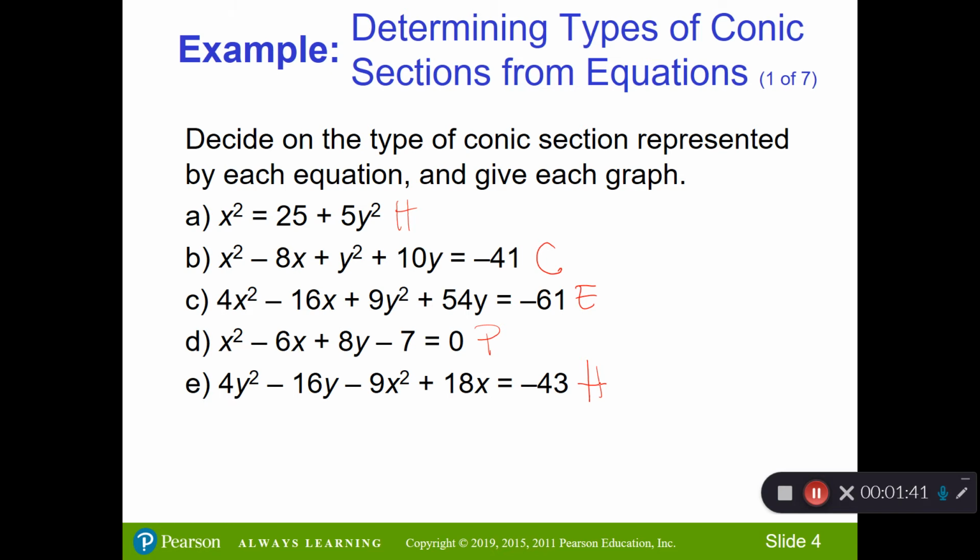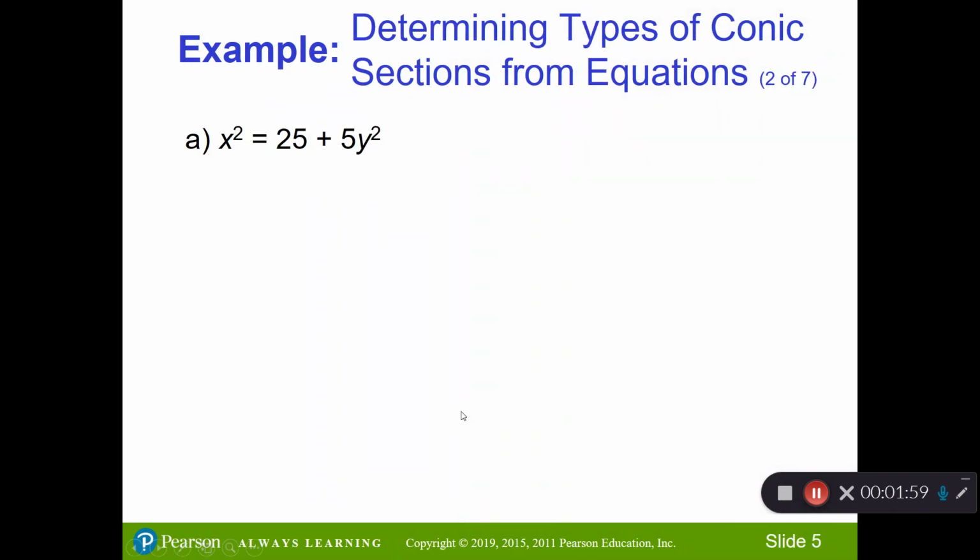Now notice with each of those I said we suspect or we expect it's going to be. Why did I phrase it that way? Because it may not be if it's a degenerate conic section. In other words, if the equation doesn't actually work out. So to check, we have to actually work out the equation. So we're going to do that for each one of these.